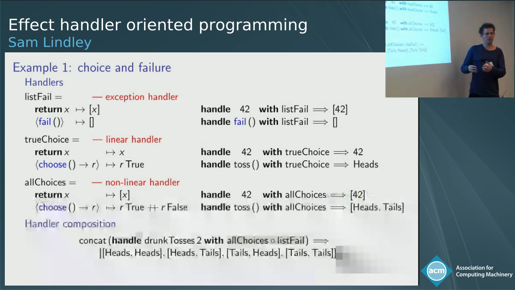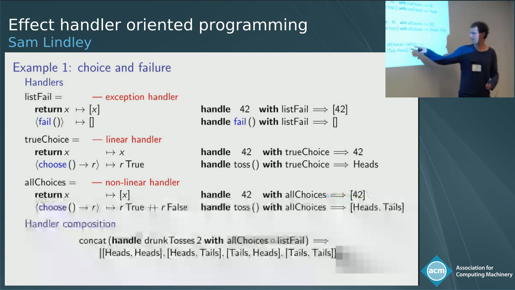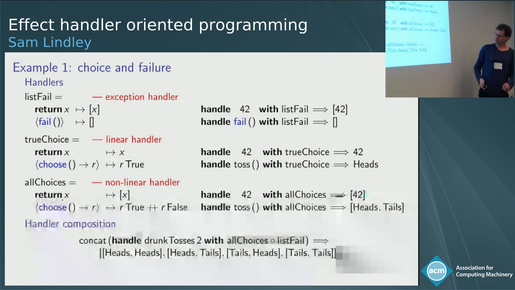So this is where part of the power of effect handlers comes in, is we can compose together these handlers very smoothly. So if we get the drunk to toss a coin twice, and we compose the list fail and all choices handler, then it first of all interprets all of the failure, then it interprets the choices, and then we concatenate all the results together, and it's basically giving us all of the possible successful results. So this is a very simple example, but you can build much larger programs this way, and you can swap in and out different interpretations.